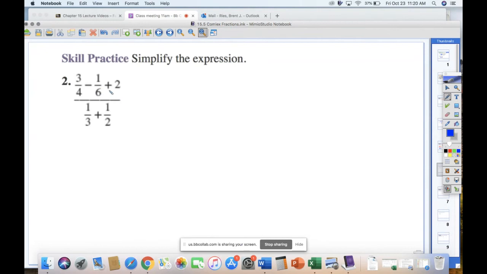All right, 3/4 minus 1/6 plus 2. I'm going to go ahead and simplify the top. This is really something that we started in chapter 4 when we started doing fractions. We've been doing this for months now. I need a common denominator between 4 and 6. I'm going to make 2 a fraction by putting it over 1. And again, our common denominator between 4 and 6 is going to be 12.